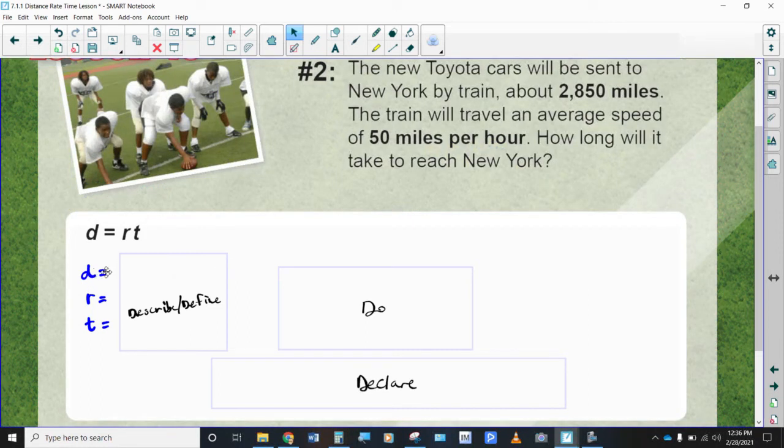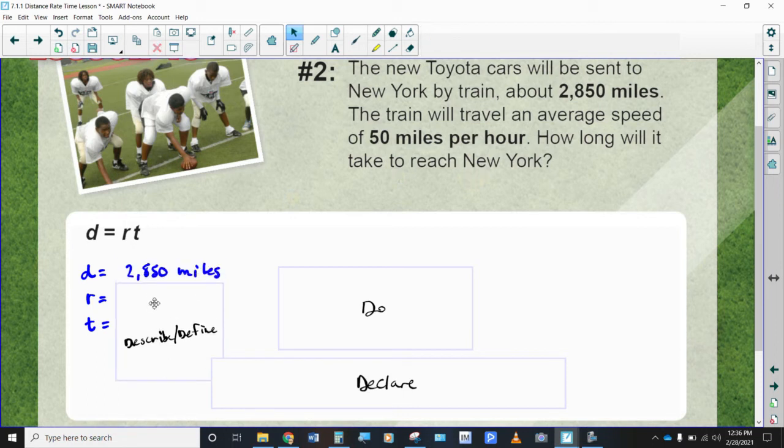Okay, E equals RT again. We're talking about a distance and a rate of speed. We're asking how long it'll take. That is time. The distance formula applies to the situation. So do we know the distance? Yes, we do. Do we know the rate of speed? Yes, we do. It's 50 miles per hour. It is the time that we don't know.